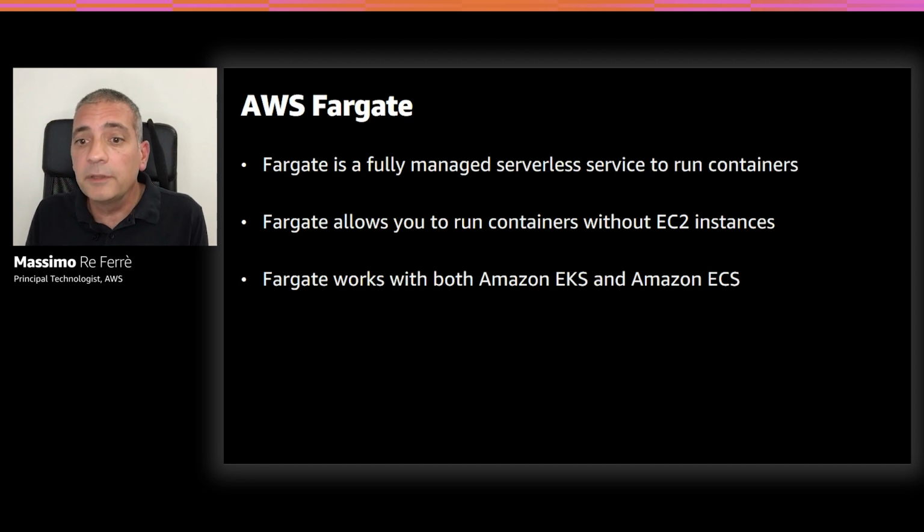Fargate allows you to run containers without EC2 instances. As a matter of fact, when you deploy an ECS task or an EKS pod, or Kubernetes pod, on AWS on Fargate, you won't see any EC2 instance in your account. The way it works is that we will source an EC2 instance or micro VM from the fleet of the Fargate service, and we will run one-to-one a pod or a task on that instance.